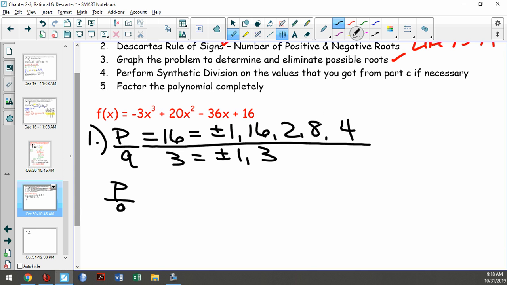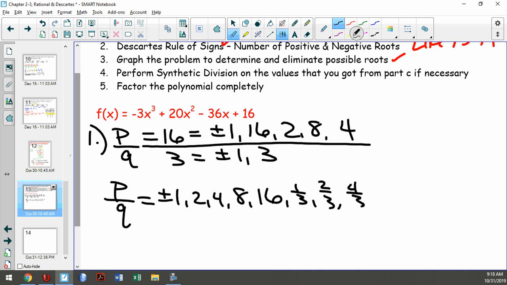So my actual P over Q values are going to be all of my P's divided by 1. So that's plus or minus 1, 2, 4, 8, and 16. Did you see how I put them in numerical order then? Now I'm going to divide all of those numbers by 3. So that's 1/3, 2/3, 4/3, 8/3, and 16/3. If the number would repeat, you do not have to add it twice.